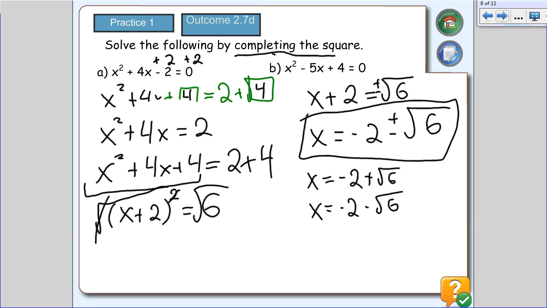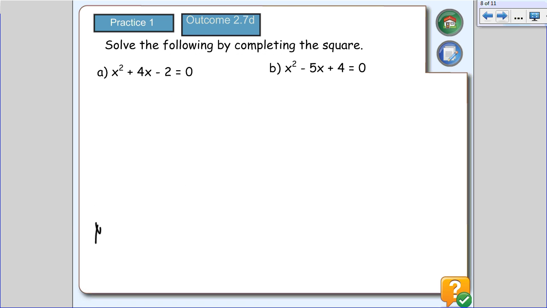Okay, we're going to do another one together. B. We're going to solve by using completing the square. What's your first step? Your first step is get everything away from the x's that can be moved. That minus 4 can happen to both sides.